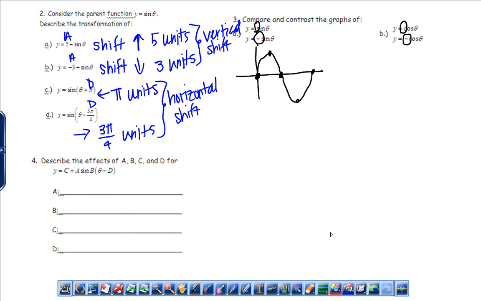Your A value is going to flip or reflect it over. So this value is going to come down here. So this is going to go down first. And this value is going to go up.